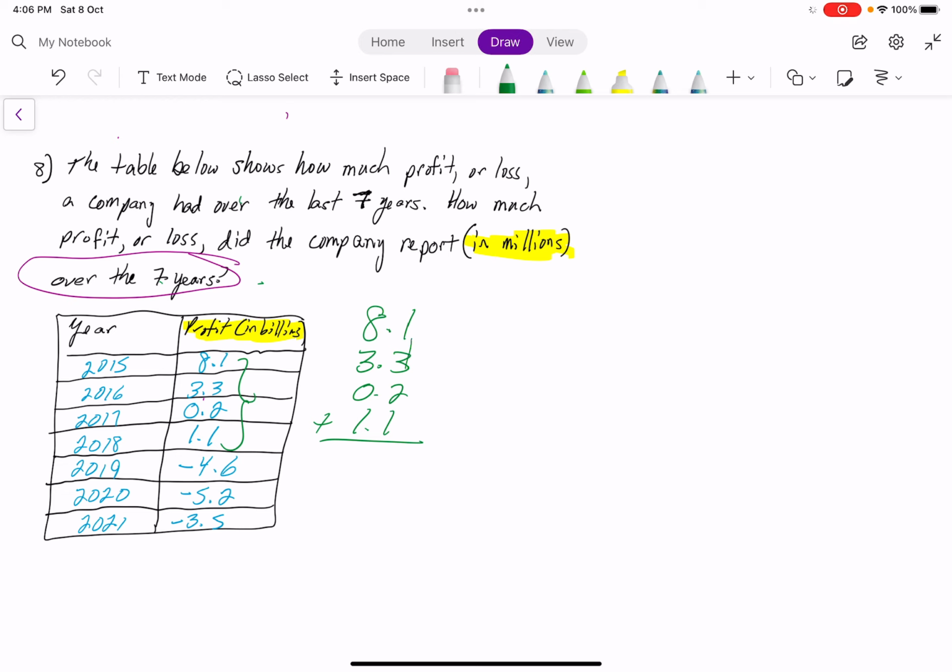So this will be 4, 6, and 7. And then we have 11 and 12. So that means of those years that they made money, they had a total of $12.7 billion in profit.